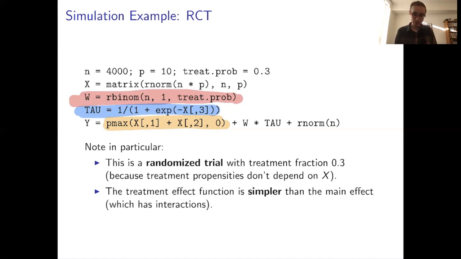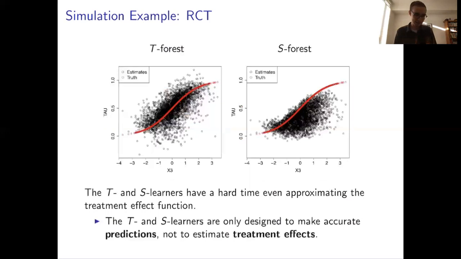And how does everyone do? Actually, pretty terrible, right? So here I'm plotting, remember, the conditional average treatment effect was just a function of x3. So I'm plotting on a test set, for each data point, the true relationship between x3 and the conditional average treatment effect in red, and in black, the estimates from the T forest or the S forest. And you see it's kind of disastrously bad.